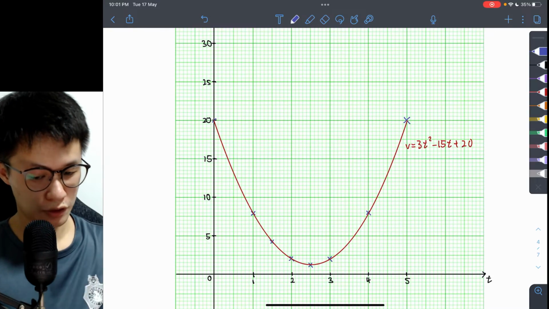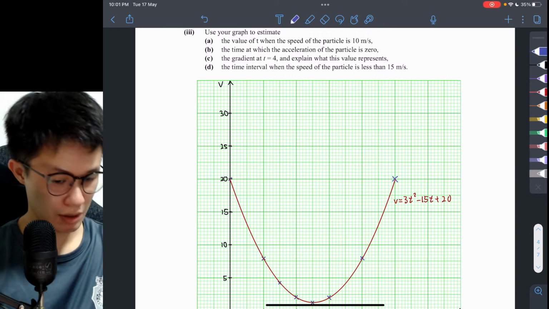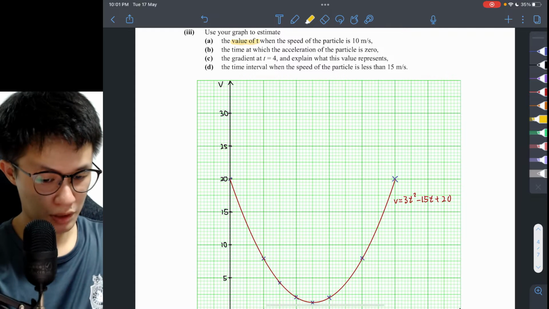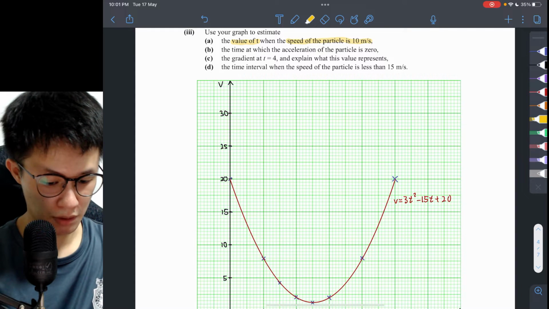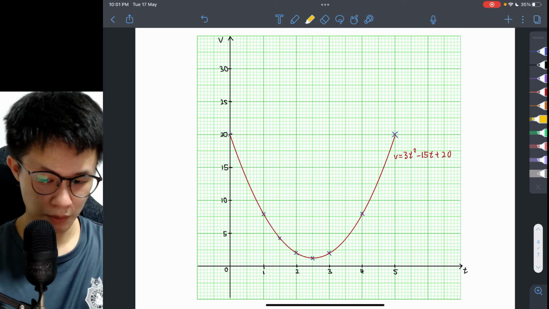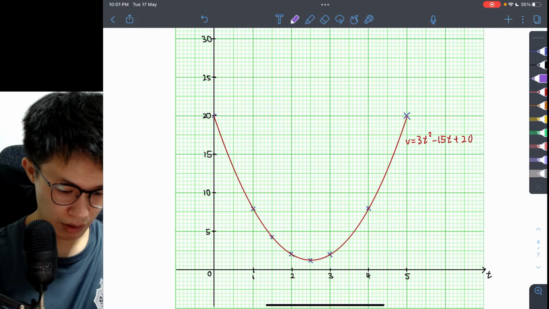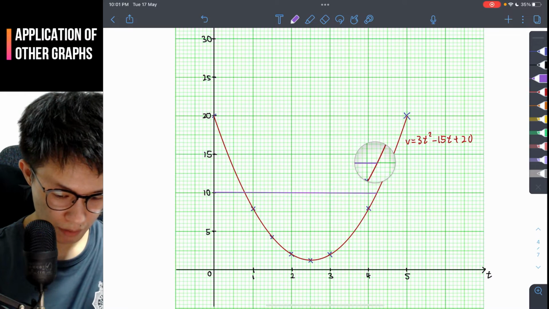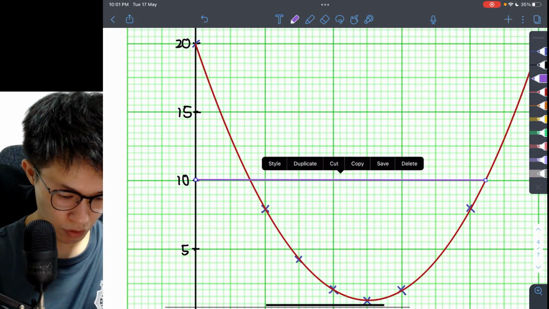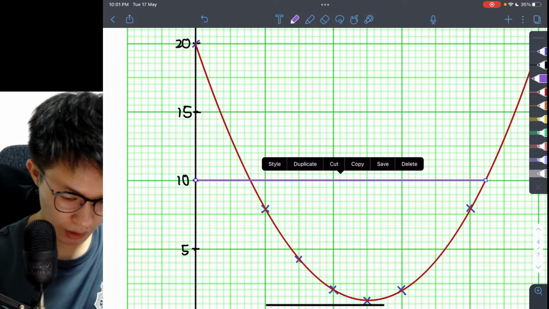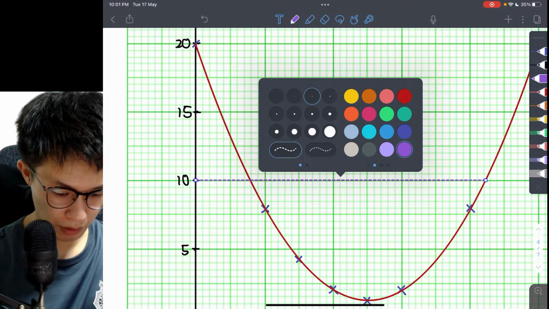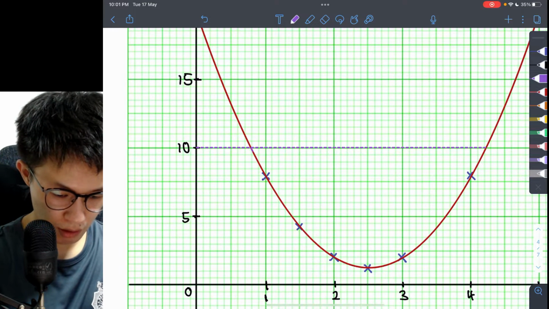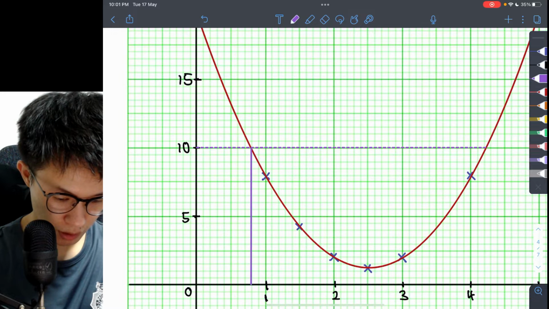Now we have the graph. We're going to use our graph to estimate certain things. The first step here is to estimate the value of t when the speed of the particle is 10 meters per second. This is pretty straightforward, but one thing you need to take note of is that when the speed is at 10, it actually cuts the graph at 2 points. So you need to draw a dotted line from here. It's not dotted now, but it will be dotted in a while, and it cuts the graph at 2 points, and you need to estimate these 2 points over here.